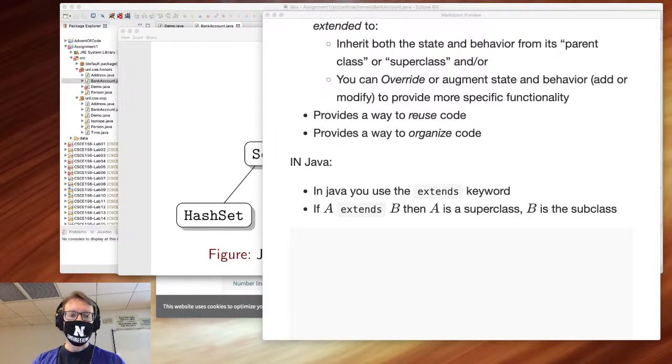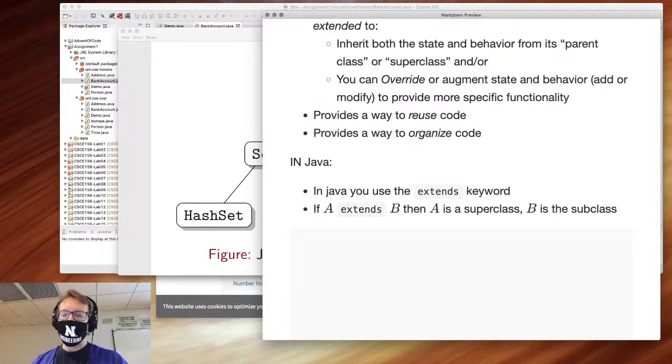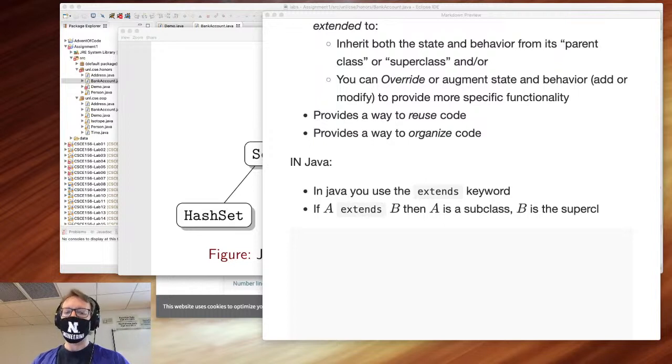Sorry, no, that's A extends B. Sorry, let's go back to this picture over here. Set extends collection, so the set would be the child in this parent hierarchy, just like a family tree, and the collection would be the parent class. So this is backwards, and A is the subclass, and B is the superclass. There we go. Okay. All right.